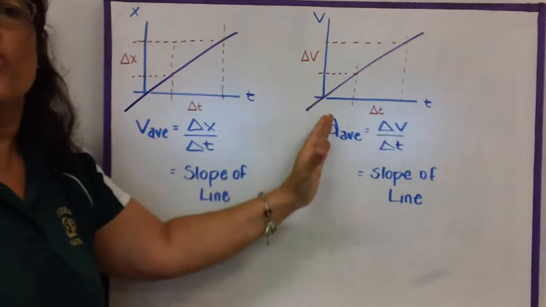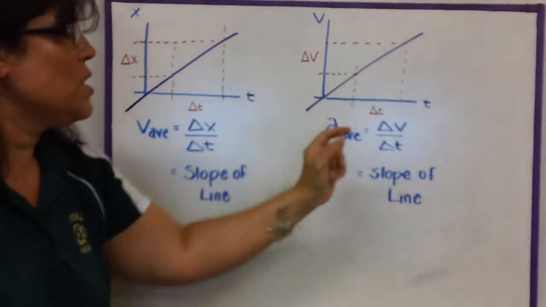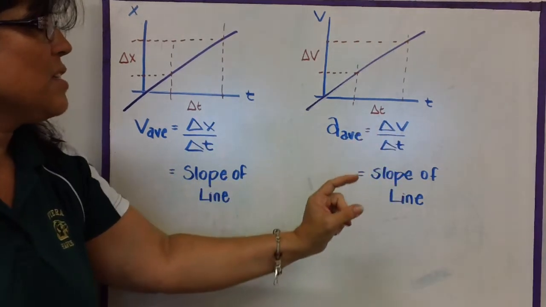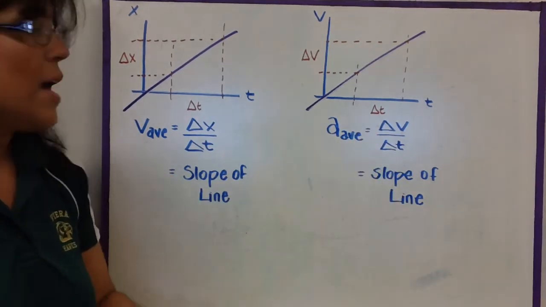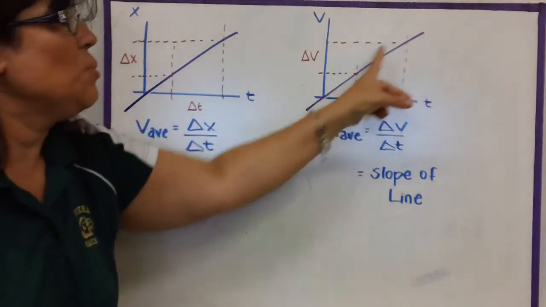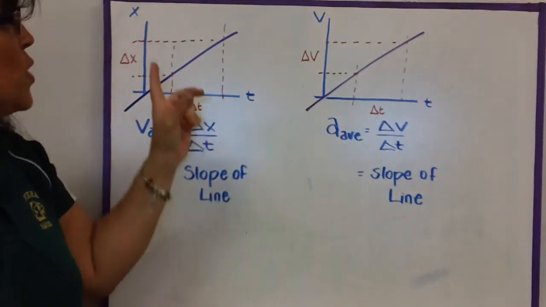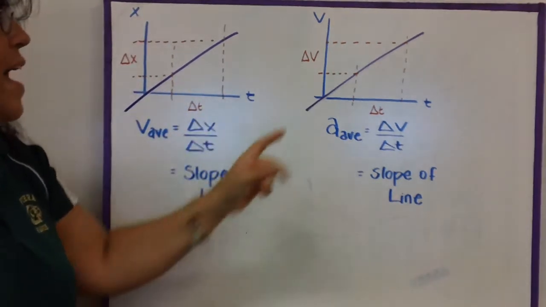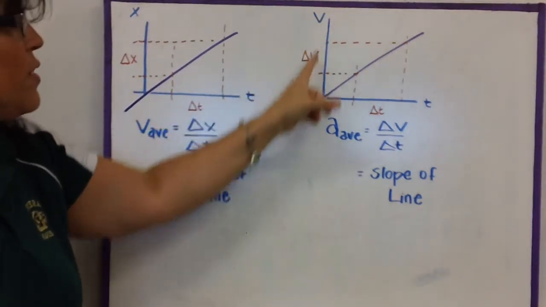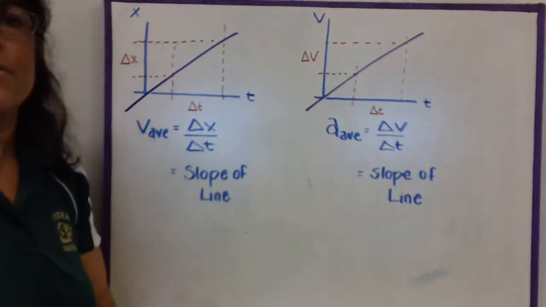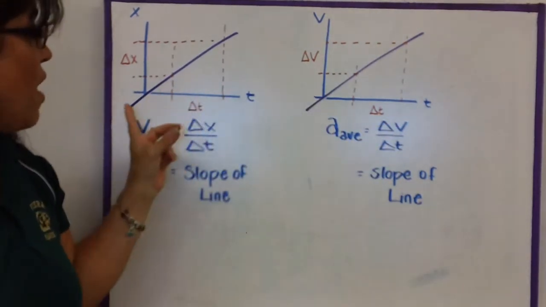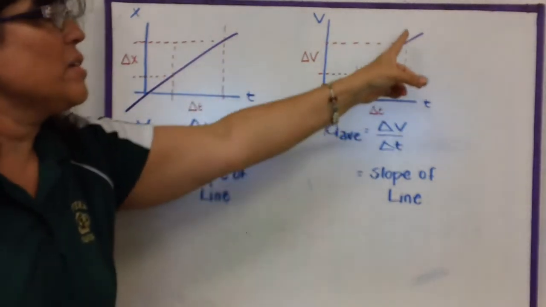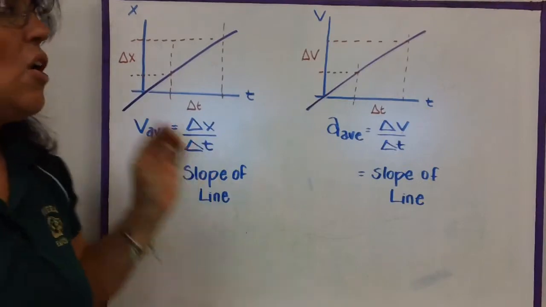Well, now if we go over here and we have velocity over t, we can say that our average acceleration is just our change in velocity over our change in time, which once again is the slope of this line. So we know that our velocity is the slope of our position time graph, and our acceleration is the slope of our velocity time graph. So we can tell whether our velocity is positive by the slope, and now we can tell whether our acceleration is positive or negative also by the slope.